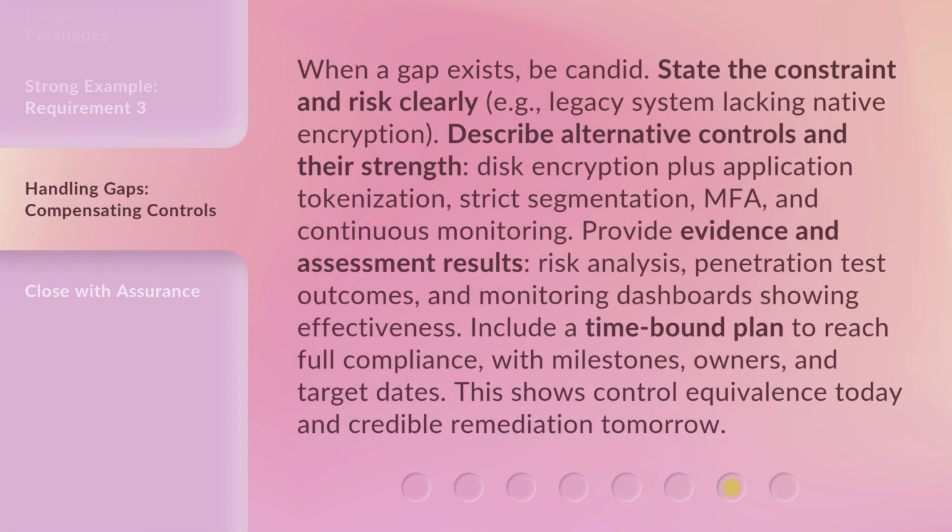When a gap exists, be candid. State the constraint and risk clearly, for example, a legacy system lacking native encryption. Describe alternative controls and their strength: disk encryption plus application tokenization, strict segmentation, MFA, and continuous monitoring. Provide evidence and assessment results: risk analysis, penetration test outcomes, and monitoring dashboards showing effectiveness. Include a time-bound plan to reach full compliance with milestones, owners, and target dates. This shows control equivalence today and credible remediation tomorrow.